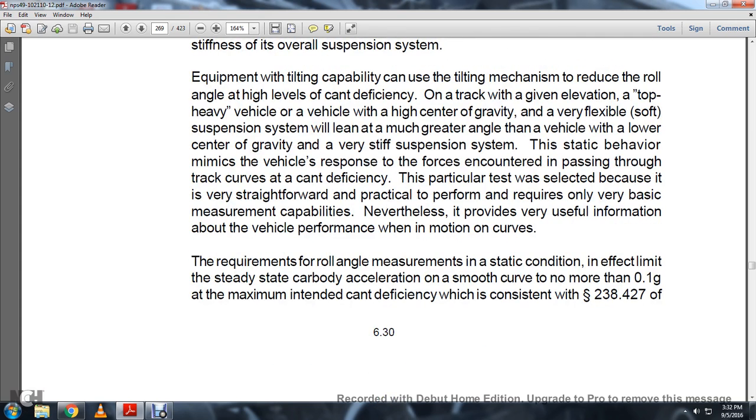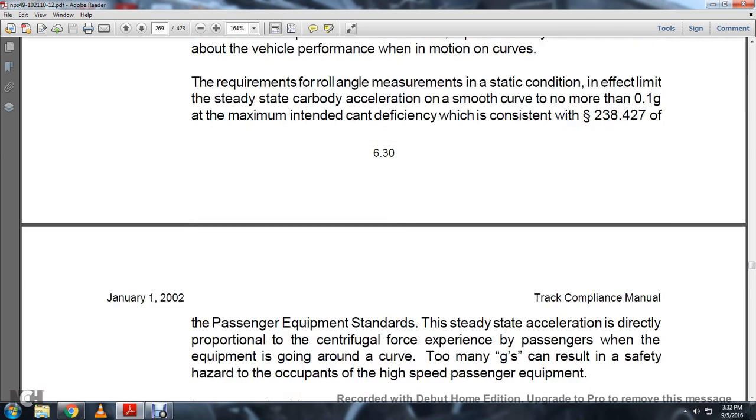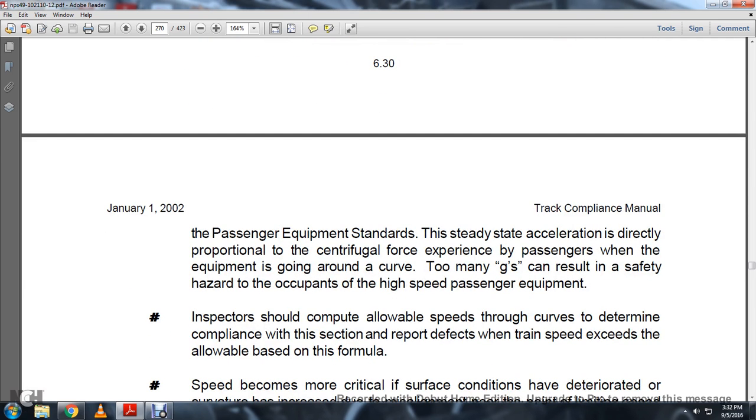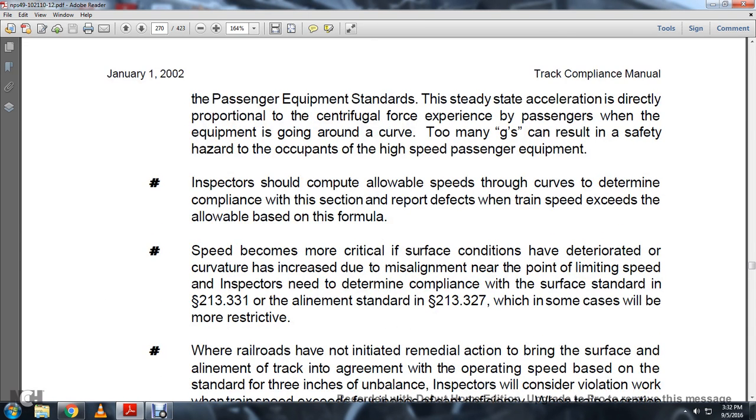The requirements for the rolling angle measurement in the static condition are in effect with the limit on the steady state car body acceleration on a smooth curve of no more than 0.1 g, or the maximum intended with the cant deficiency, consistent with 238.427 of the passenger equipment standards. The steady state acceleration is directly proportional to the force experienced by passengers when the equipment is going around the curve. Too many g's can result in safety hazards for passengers and high-speed equipment.